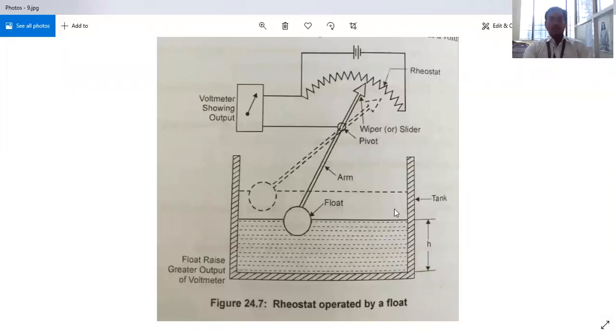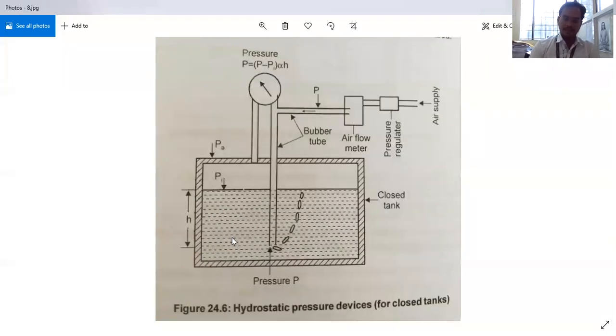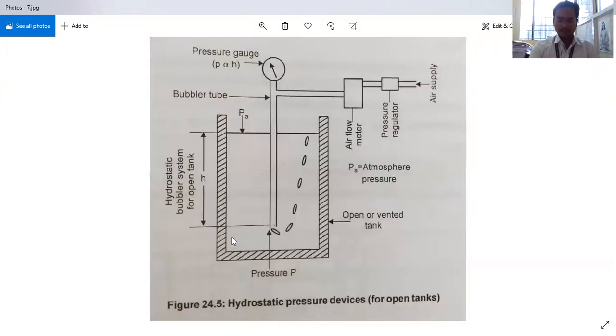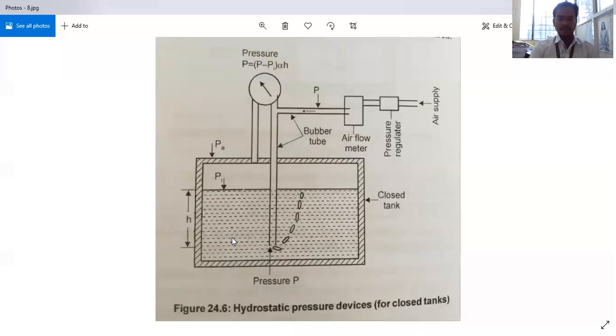Hello everyone. Let us continue with our topic, that is hydrostatic floats, pressure gauges. Level measuring instruments with the help of pressure determinations. So this one, hydrostatic pressure device. This is the first kind for open tank, and hydrostatic pressure device for the second, that is closed tank.